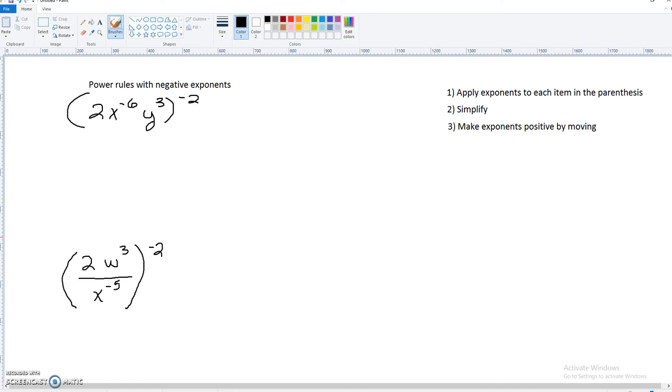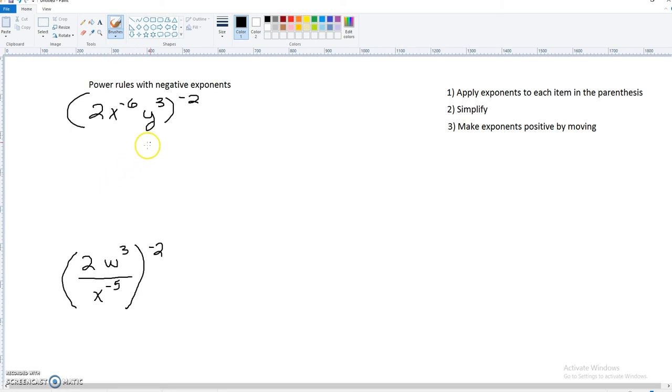Power rules with negative exponents. We've got 3 steps that we need to be following with this particular topic. We need to apply the exponents to each item in the parentheses. We need to simplify them. And then we need to make sure that all the exponents are positive by moving those negative exponents around.